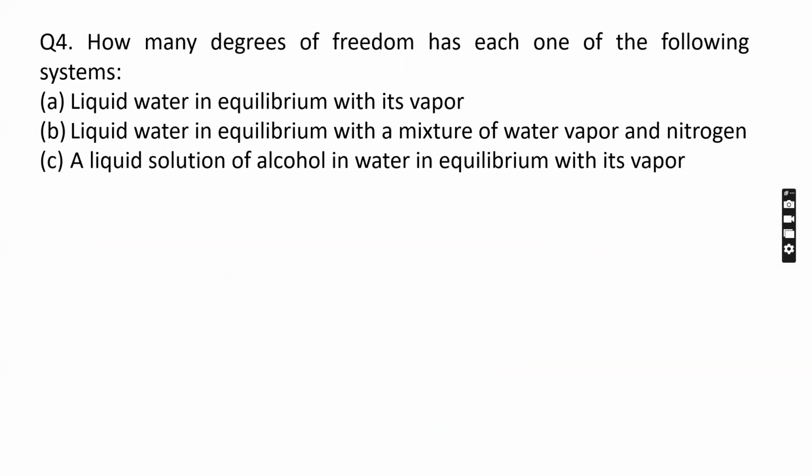Okay, fourth question is we have studied the phase rule F is equal to C minus pi plus 2. Here, the C is number of components. This is number of phases. Okay. So what is F? Degrees of freedom.